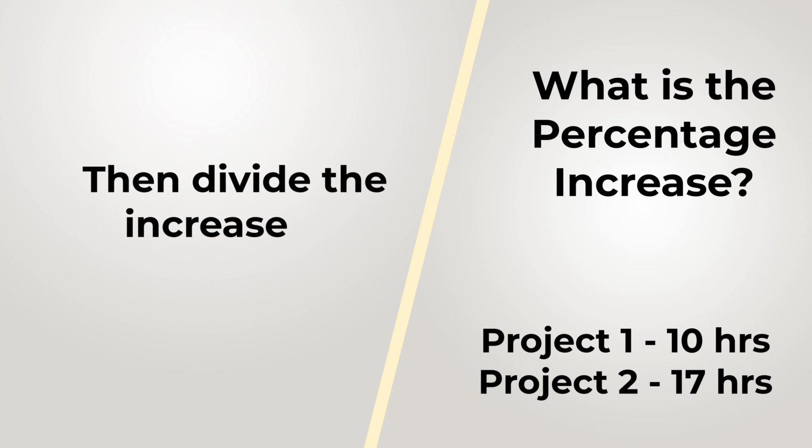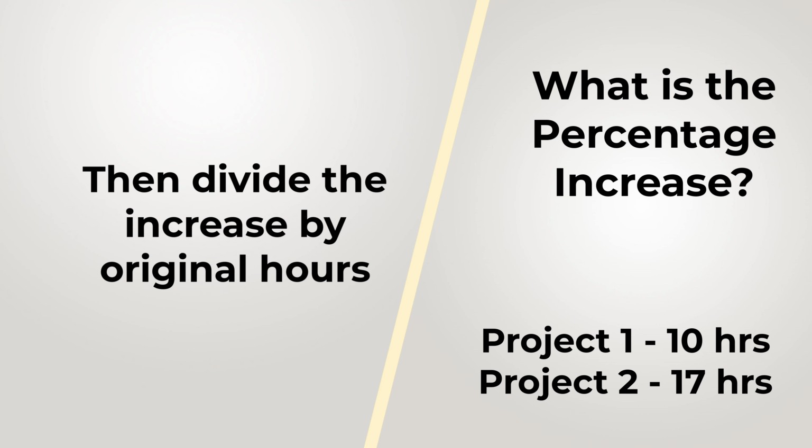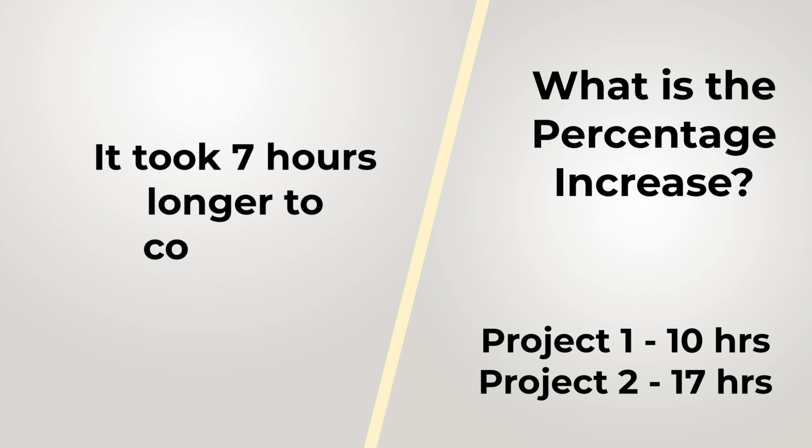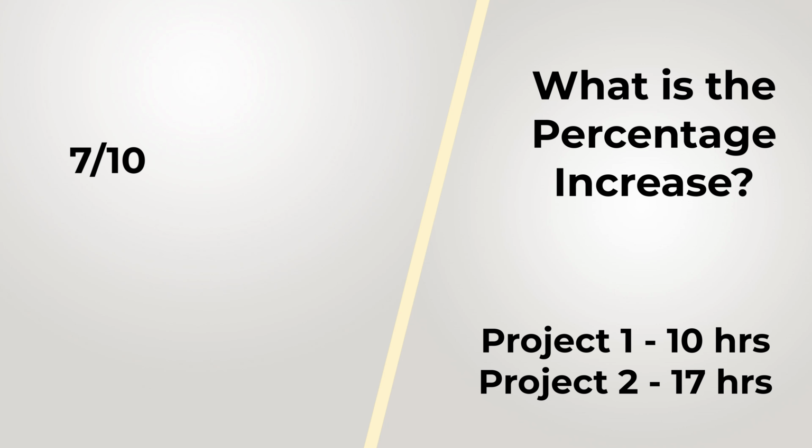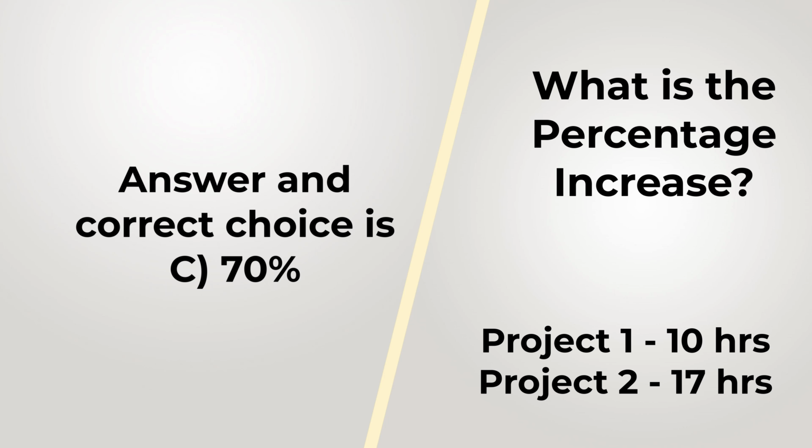In the next step, you need to divide the increase by original hours. Since original hours were 10 hours and increase is 7 hours, you need to divide 7 by 10. And as a last step, you need to multiply it by 100%. You can do the calculations in your head, or if you use a calculator, you will come up with the same result, which would be 70%. So the correct answer here is the increase was 70%, and the correct choice here is choice C.